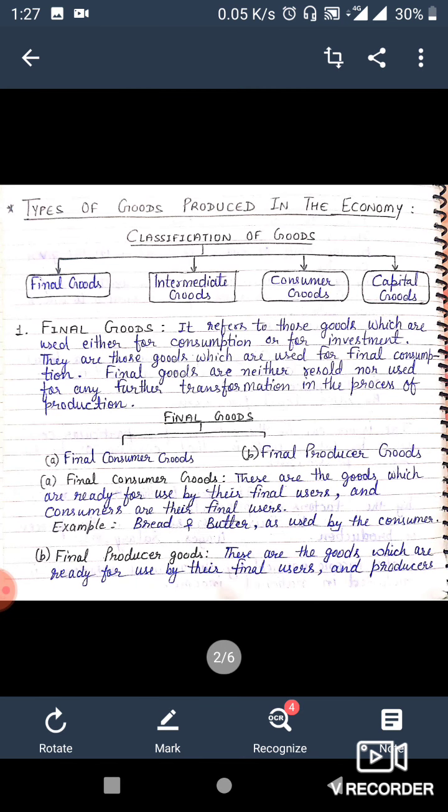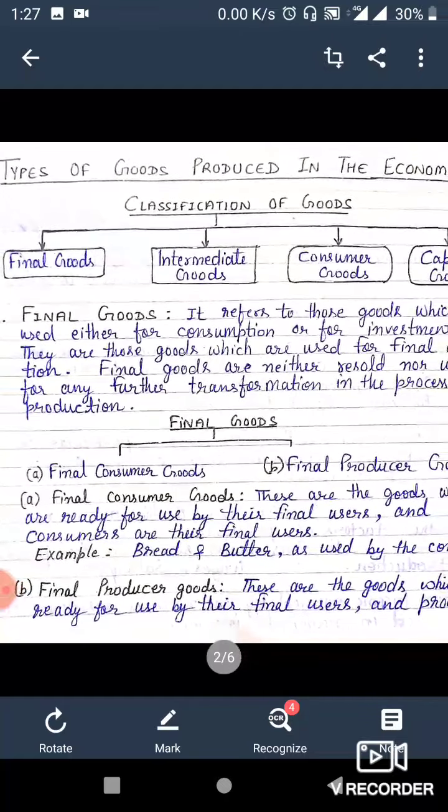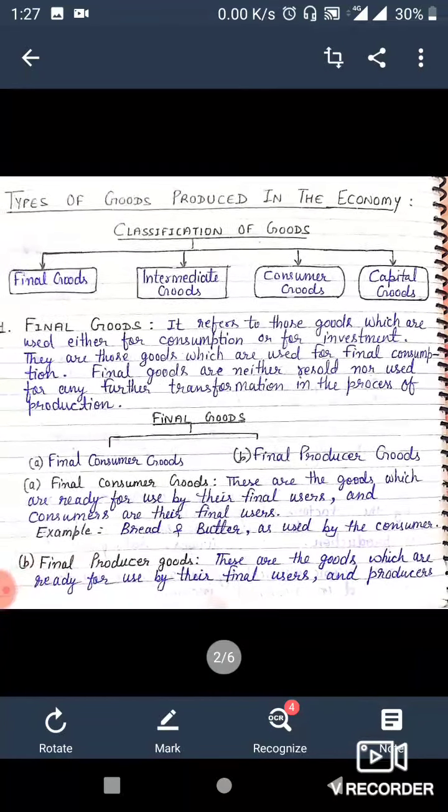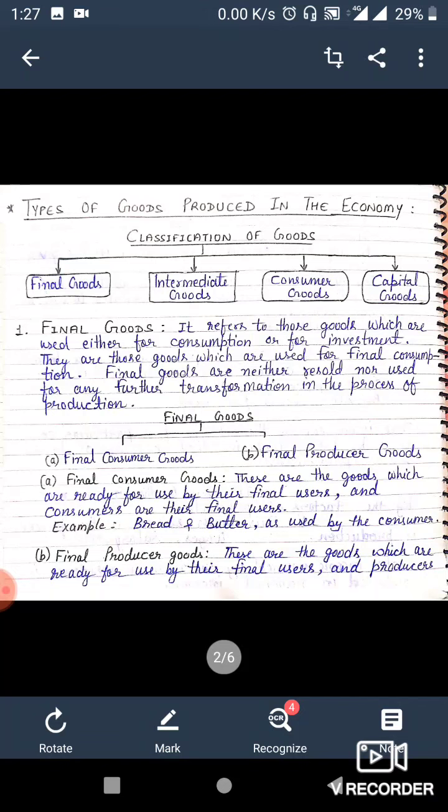Now come to the definition. Final goods refers to those goods which are used either for consumption or for investment. As we have seen, that chair we can use for consumption at home, or we can use it for investment also. They are those goods which are used for final consumption. Final goods are neither resold nor used for any further transformation in the process of production.